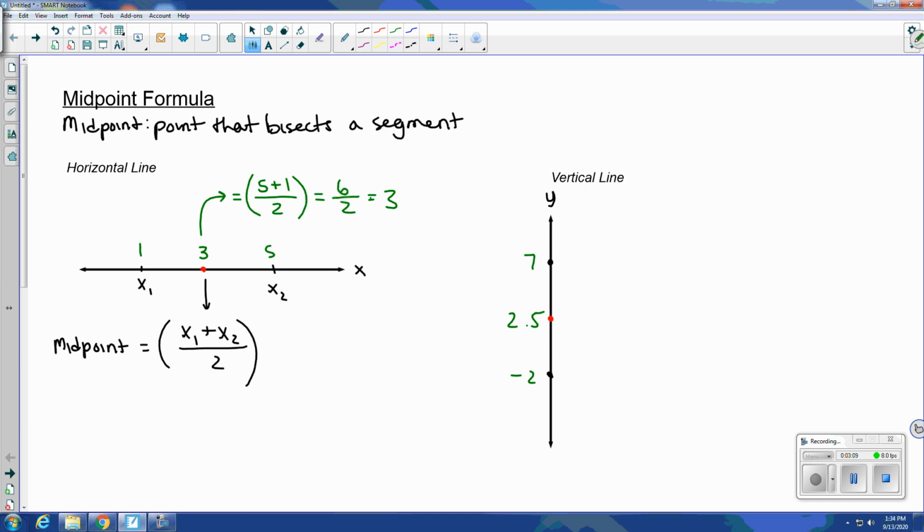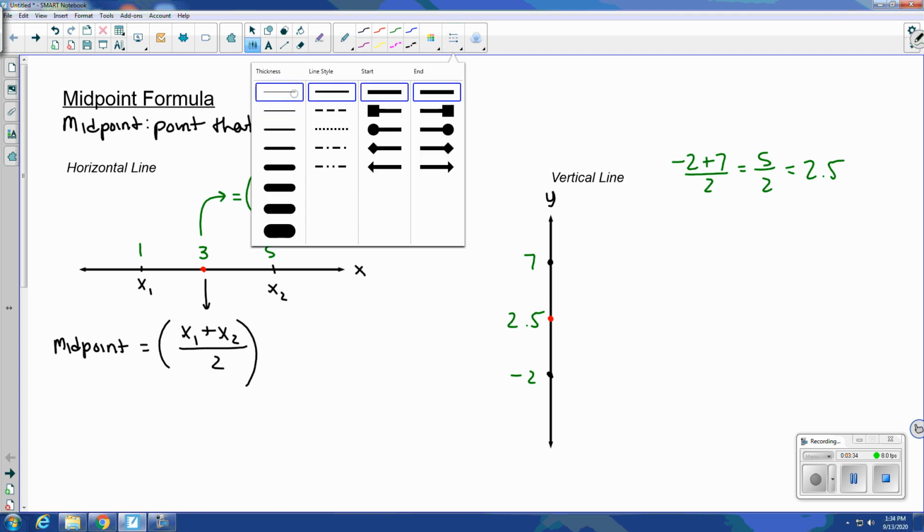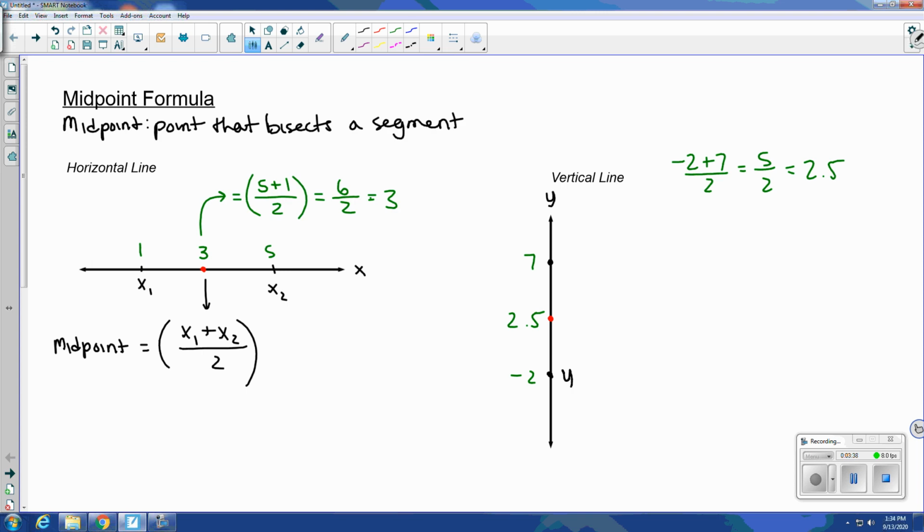Let's verify that through some math. So let's say we know that the midpoint is going to be the average of the 2 endpoints of our segment. So we have -2 plus 7 divided by 2 equals 5 divided by 2 equals 2.5. So that does in fact work out. But again, let's come up with the generic formula that we would use. Let's say this is our y1 and this is our y2.